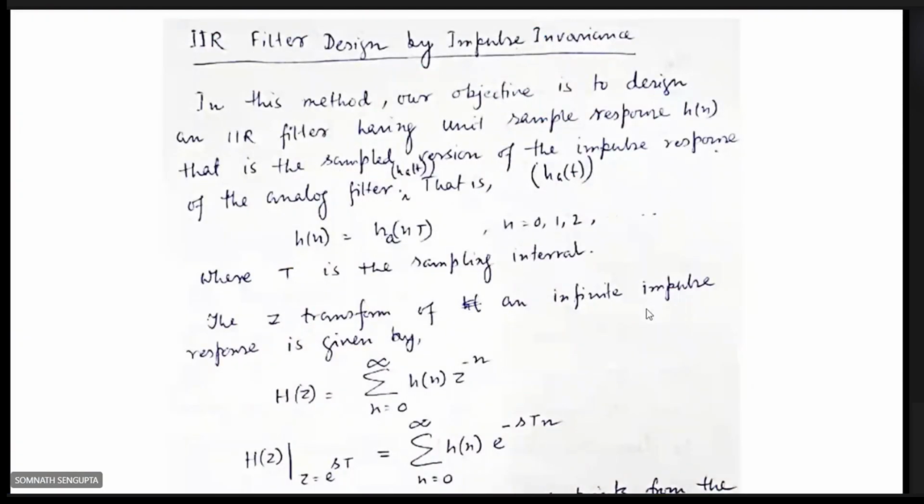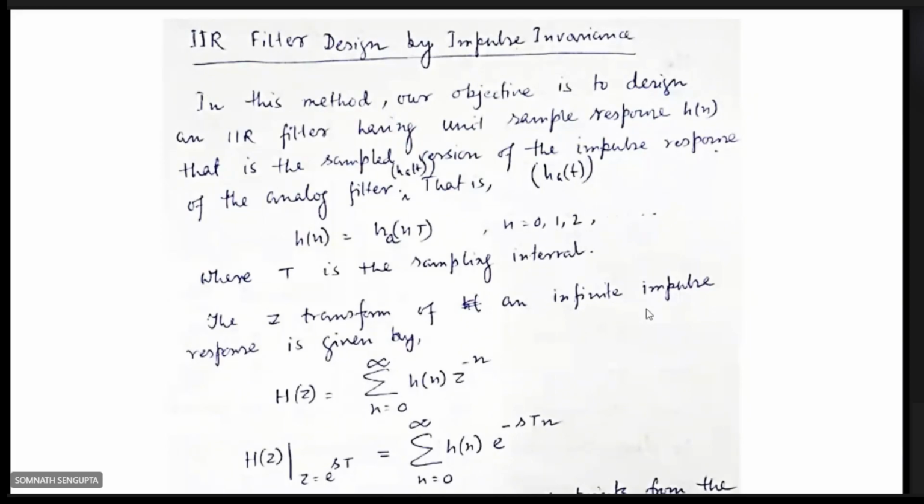So another method was the impulse invariance method for converting the analog filter to a digital filter, or converting the transfer function or impulse response H(s) to H(z).